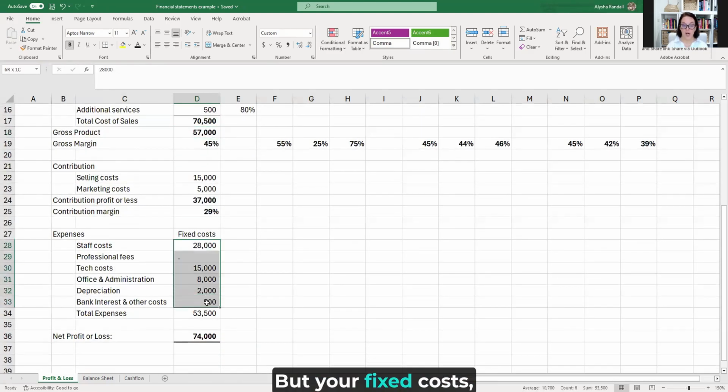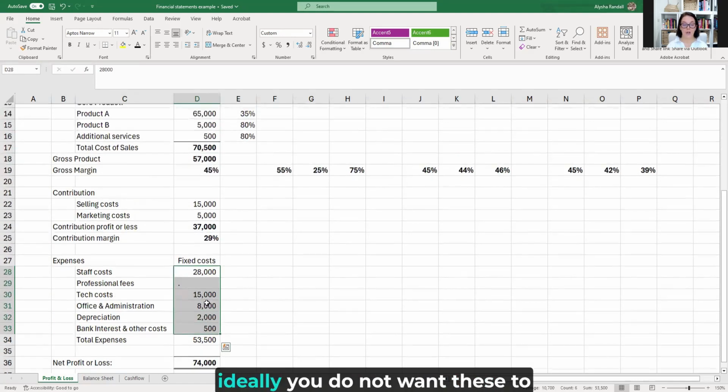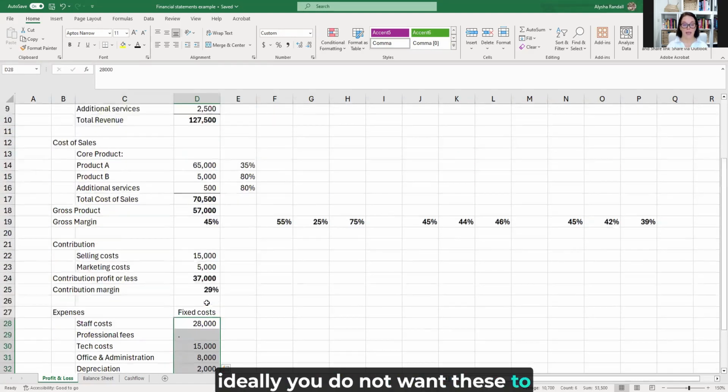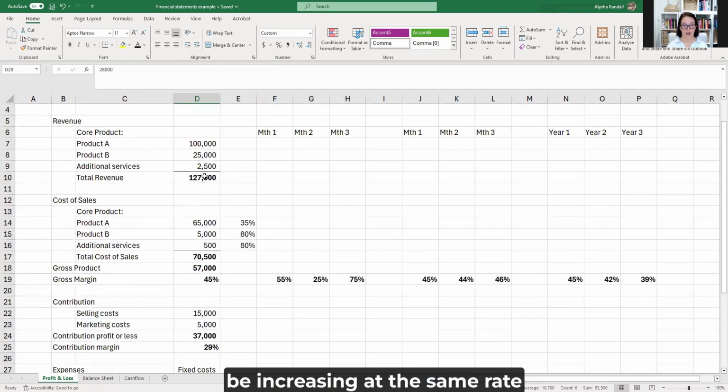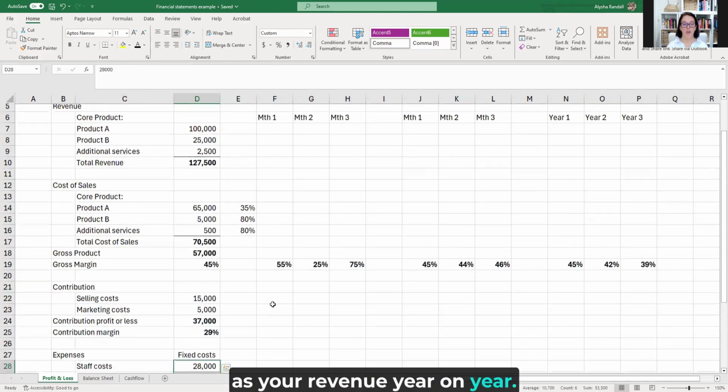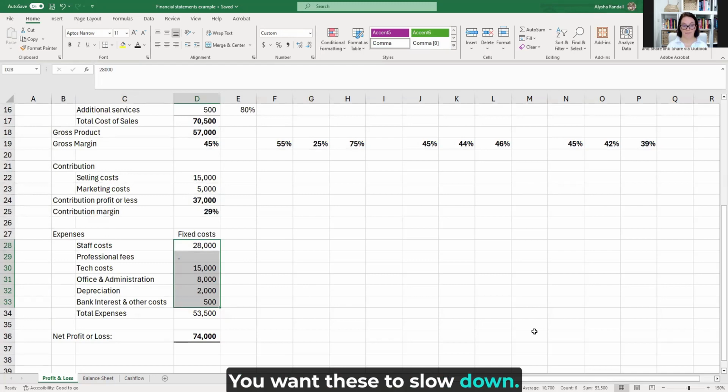But your fixed costs, ideally, you do not want these to be increasing at the same rate as your revenue year on year. You want these to slow down. So you may find in year one or year two, they're potentially increasing as fast as revenue, but then you really want them to slow down.